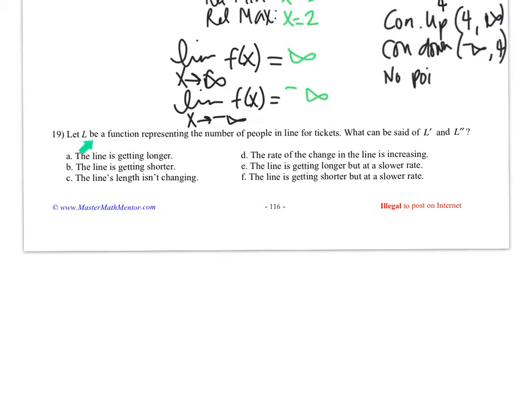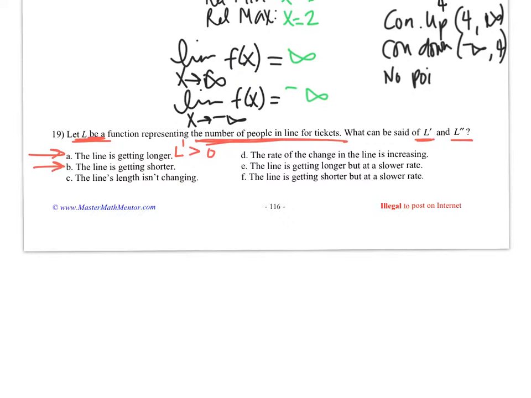19 says, let L be a function representing the number of people in line for a ticket. So L represents number of people in line for a ticket. What can be said of L prime and L double prime? The line is getting longer, so the number of people in line for a ticket is increasing. That has to do with the first derivative, and that means that the first derivative is positive.